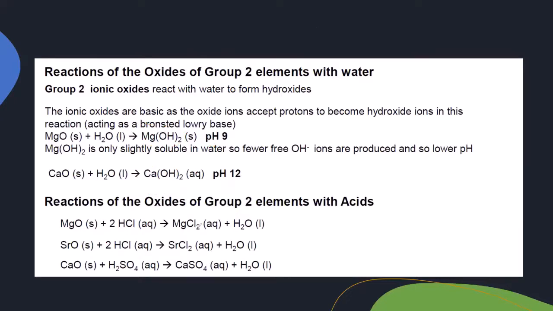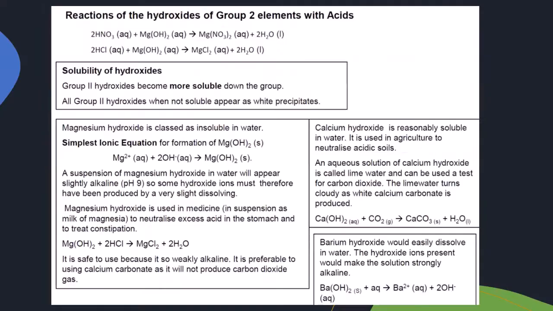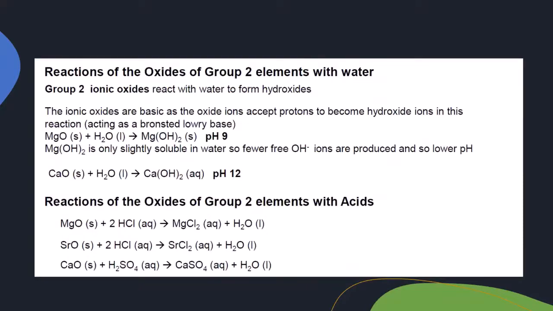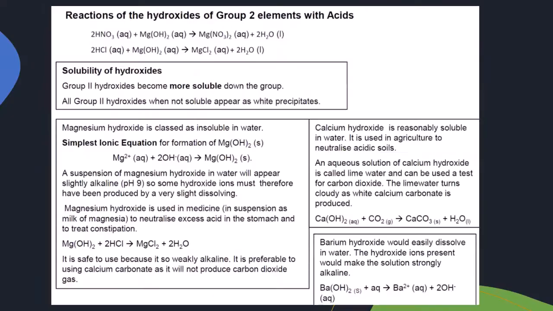Then reaction of oxides of group 2 with acid. Metal oxide, when reacting with acid, will give salt and water. So magnesium oxide plus hydrochloric acid gives magnesium chloride plus water. Strontium oxide gives strontium chloride plus water. And calcium oxide plus sulfuric acid gives calcium sulfate and water.